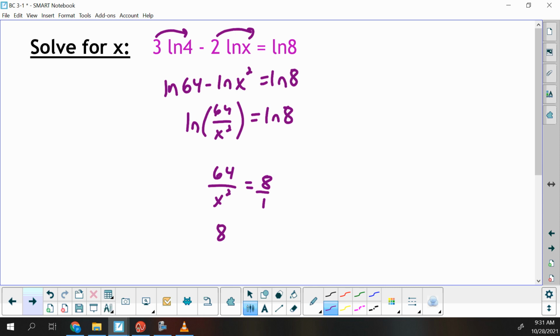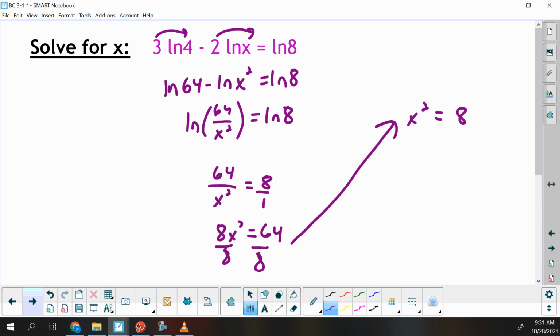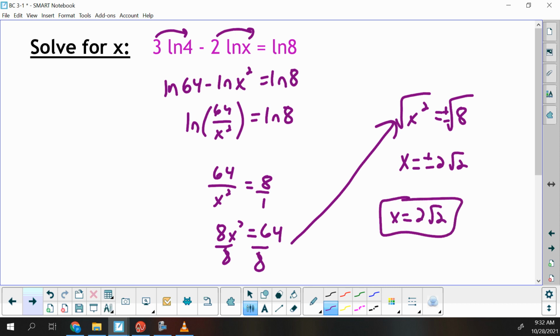If we cross multiply, we'll get 8x squared is equal to 64. Divide both sides by 8. I'm going to move it up here. We'll have x squared is 8. Take the square root of both sides, remembering your plus minus. Square root of 8 is really 2 square root of 2. But when we check, we need to always have positives inside our log. So we'll reject the negative, and our only answer would be the positive 2 square root of 2.